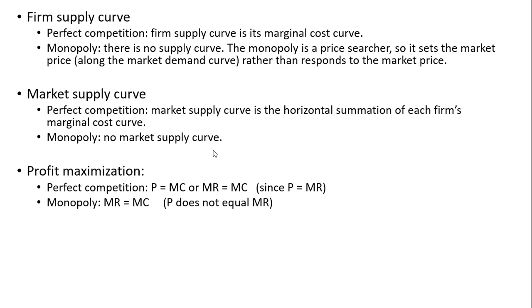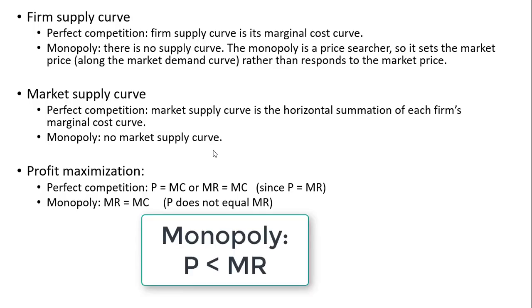Profit maximization. In perfect competition, a firm will maximize profit by producing where price equals marginal cost, which is equivalent to producing where marginal revenue equals marginal cost. In perfect competition and in perfect competition only, price equals marginal revenue. For monopoly, profit maximization occurs where marginal revenue equals marginal cost. With monopoly, price does not equal marginal revenue.